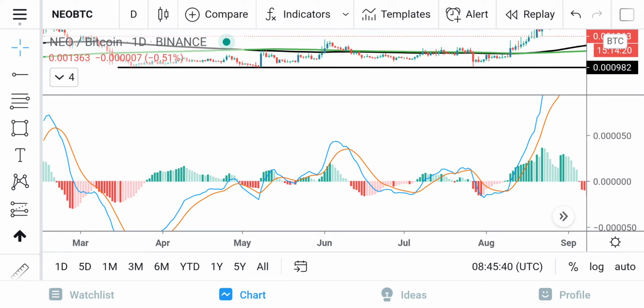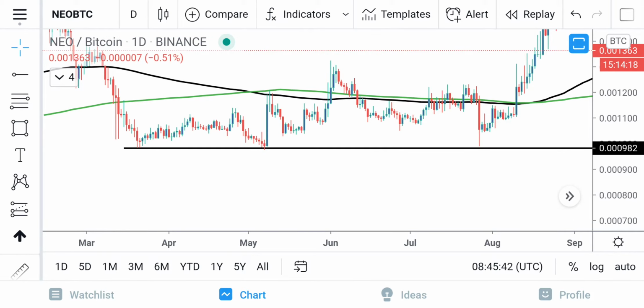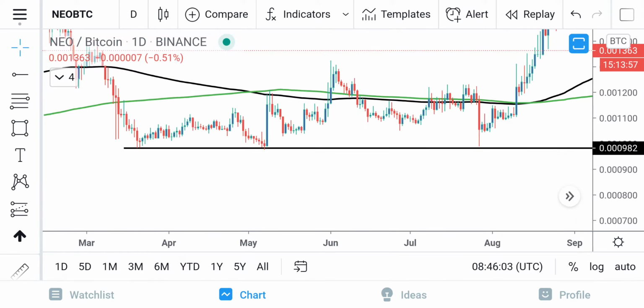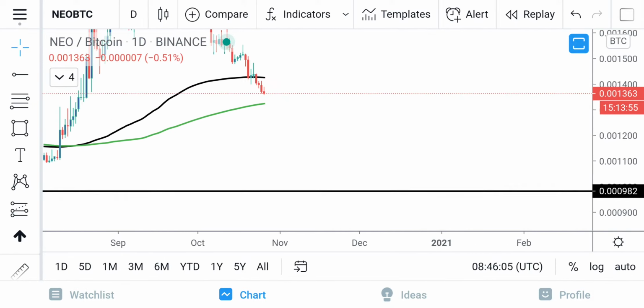You look at the price action, what the market is trying to tell you, and if the MACD line is crossing below the signal line, that should give you a sell signal. But if it's crossing above the signal line, that should give you a buying signal. So that's it about this indicator.